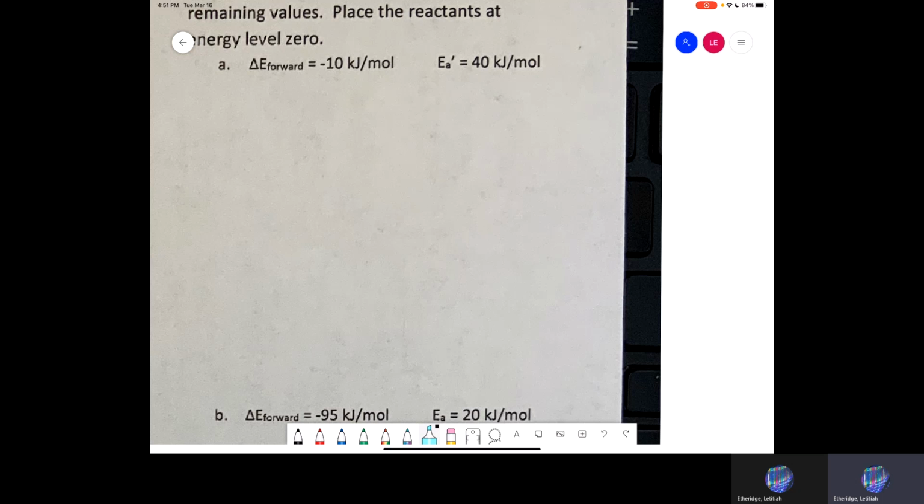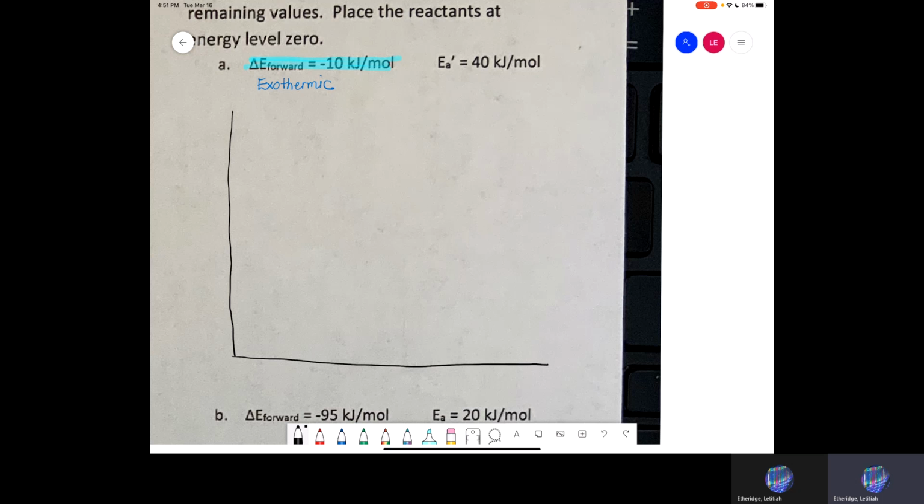So if I take a look here, I have E forward is minus 10. In your brain, I'm hoping that you're screaming that this is exothermic. All right, so now knowing that piece of information, I'm going to start making my drawing. Okay, so I'm going to make just a regular drawing, just like we've been doing. My lines are a little wonky, sorry about that.